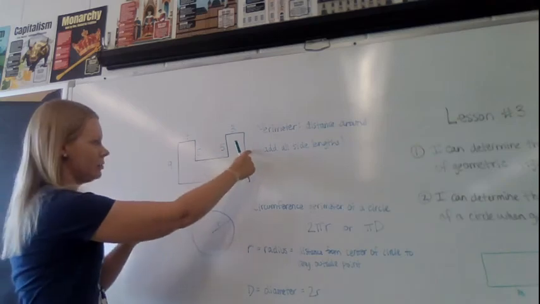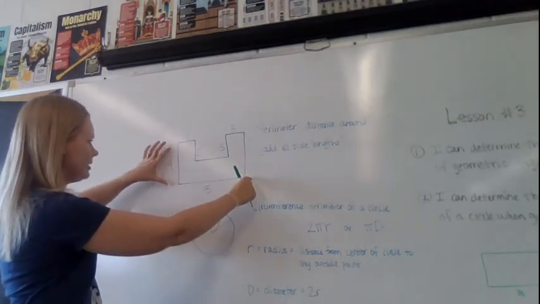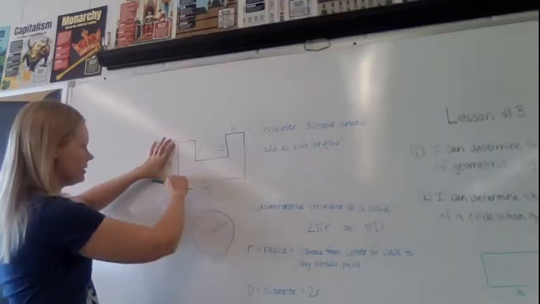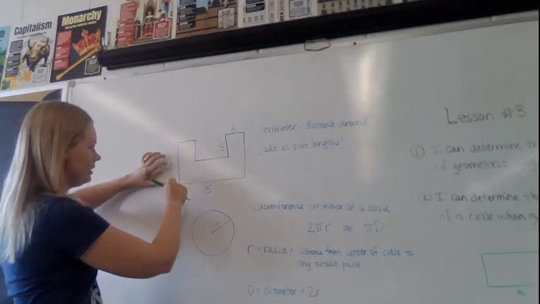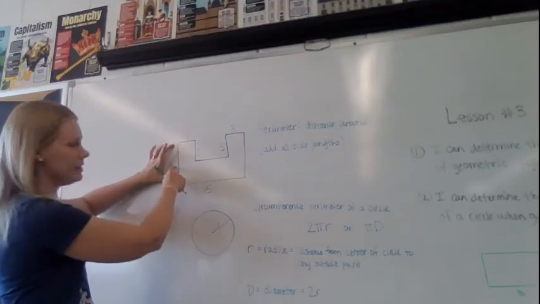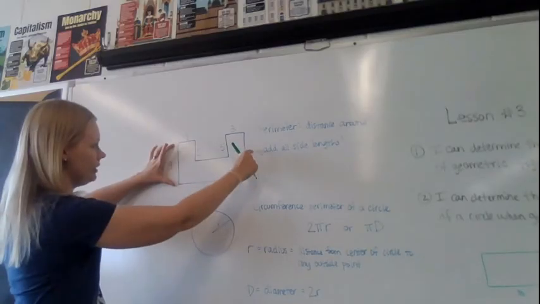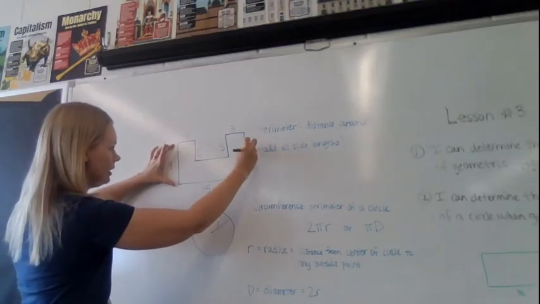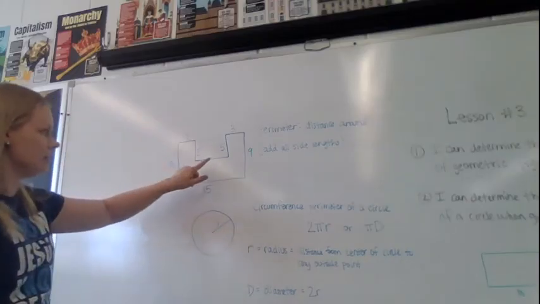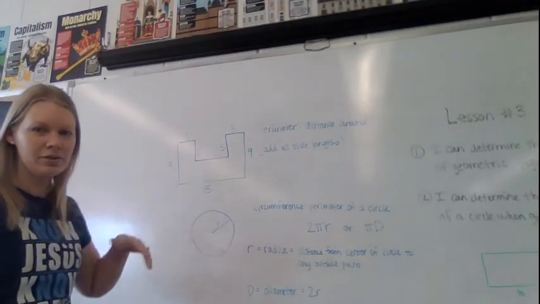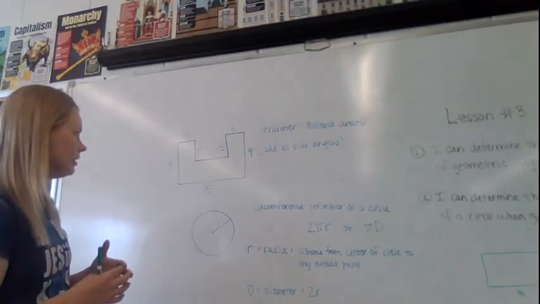I'm going to start with this one over here. We can see that this side length opposite is equal to 9. We're going to say this is inches, 9 inches. And so that means that therefore this side length is also 9 inches.